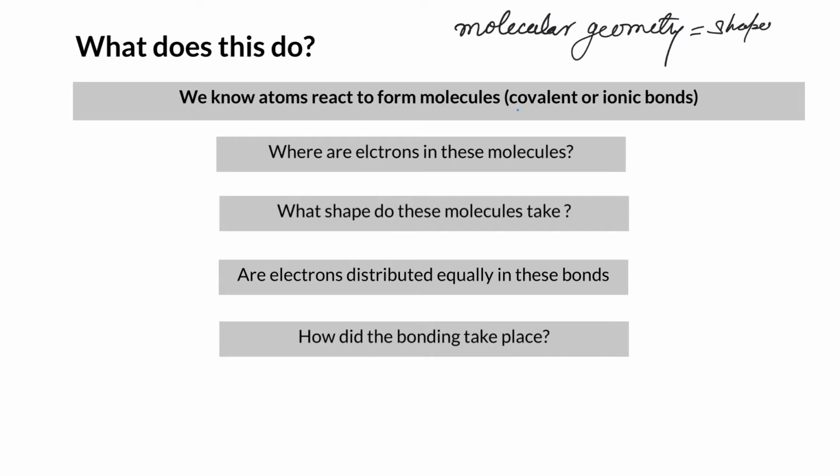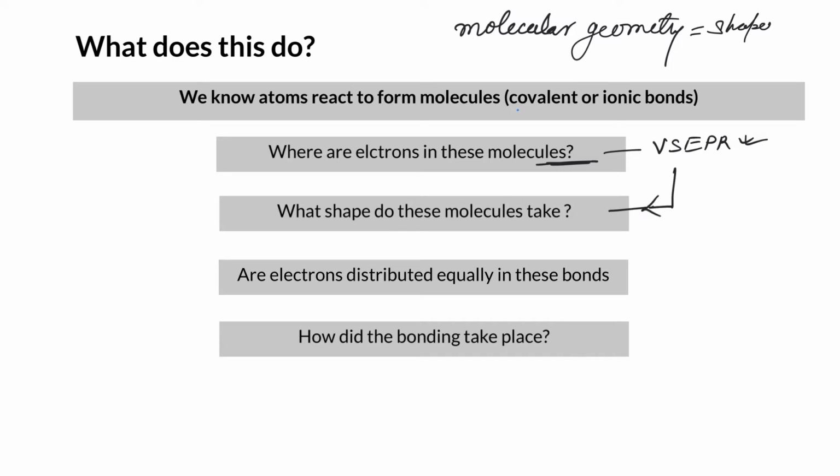Now, as with everything, theories evolve over time, right? So we know atoms react to form molecules, covalent, ionic, which is covered, but where are the electrons in the molecules? The VSEPR theory, which we are about to cover, will give the answer to that. What shape do these molecules take? That also can be answered using the VSEPR theory.